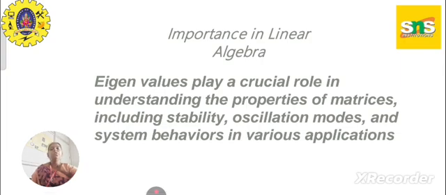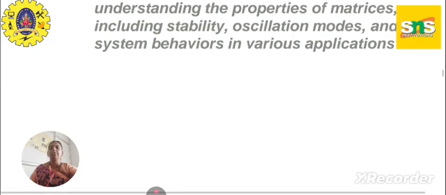Importance in linear algebra. This eigenvalue plays a critical role in understanding the properties of matrix, including stability, oscillation modes and system behavior in various applications. So this is the empathize point. We need to read the eigenvalue so that we can understand the properties of matrix. So by understanding these properties, it can be used for stability, oscillation modes and system behavior in various applications.